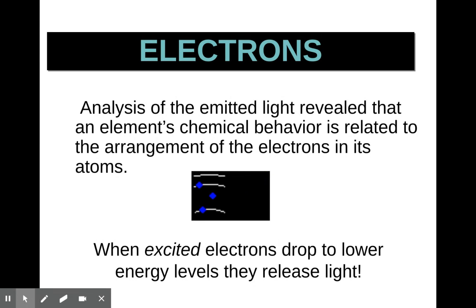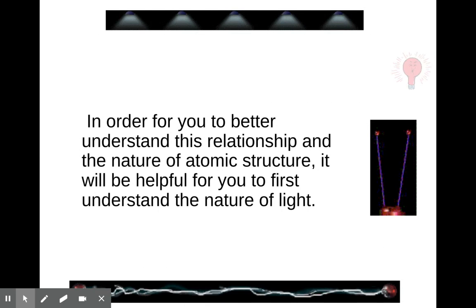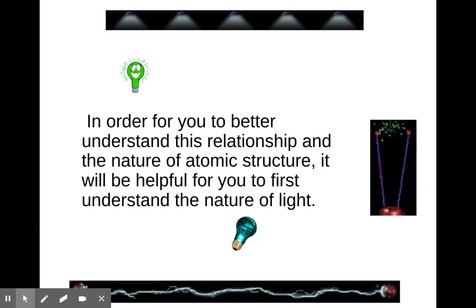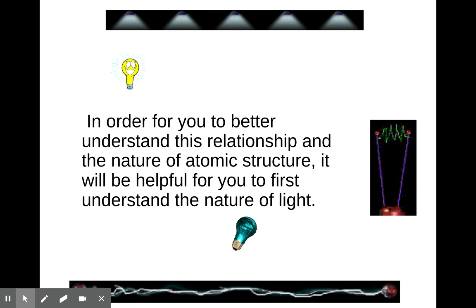So again, different elements with different electron structures and behaviors are able to rearrange the electrons in their atoms. When the excited electrons drop to a lower energy level, they are going to release some type of light. In order for you to better understand this relationship and the nature of atomic structure, we first need to understand the nature of light.